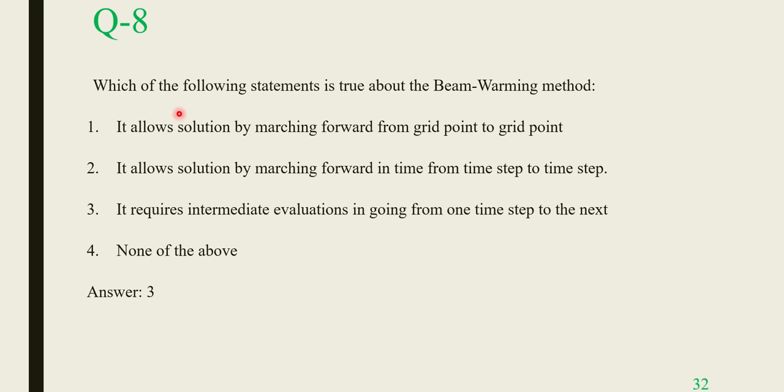We'll read out the options one more time so that it is easier for us to understand the statements and arrive at the conclusion. Which of the following statements is true about the Beam Warming method? Option 1, it allows solution by marching forward from grid point to grid point. Second, it allows solution by marching forward in time from time step to time step. And third, it requires intermediate evaluations in going from one time step to the next. And option 4, it is none of the above.